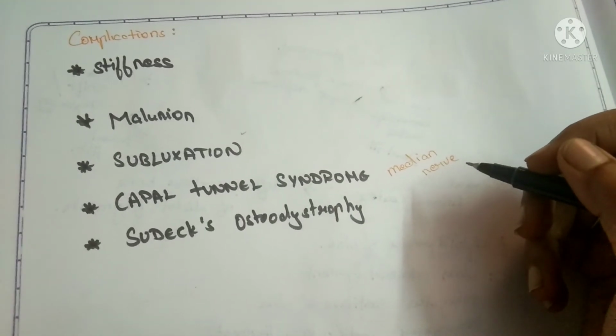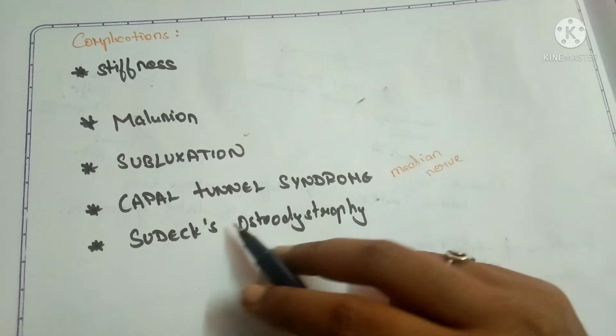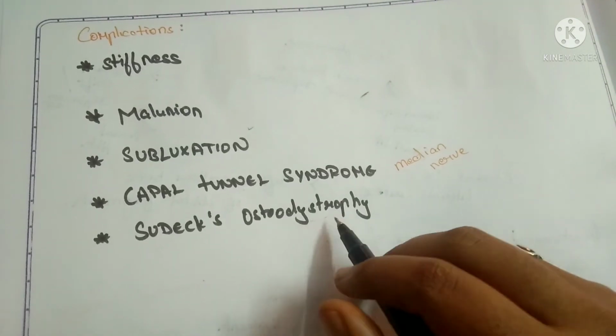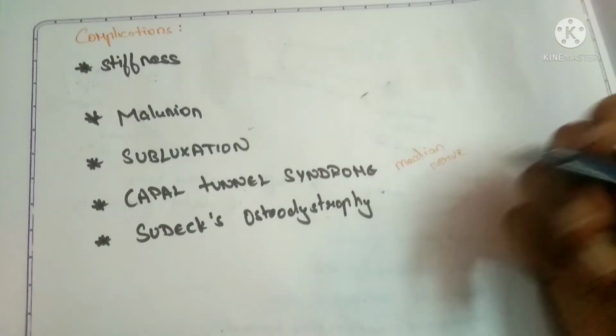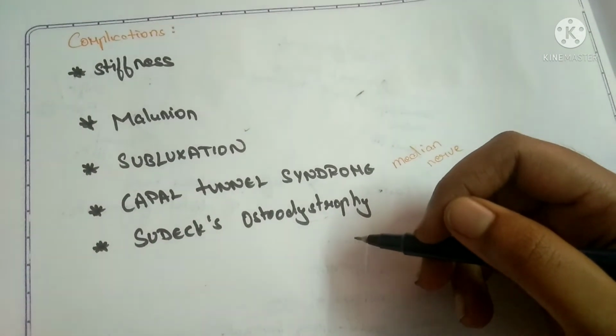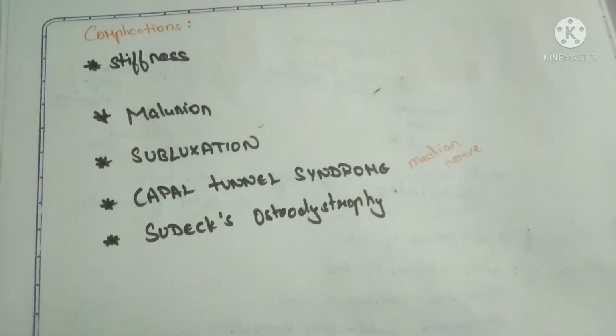Pseudo-dystrophy, or Sudeck's osteodystrophy. Colles fracture is an important cause of this dystrophy in the upper limb. Here the patient will complain of pain, stiffness and swelling after the plaster is removed. The skin will appear glossy and stretched. The treatment for this is intensive physiotherapy.